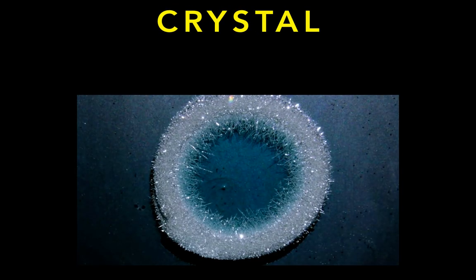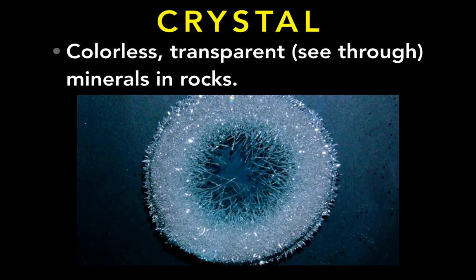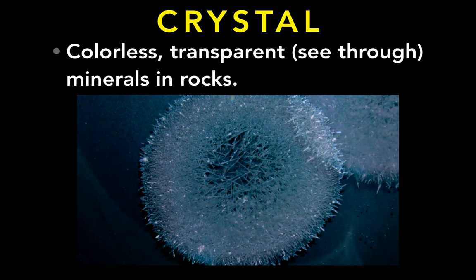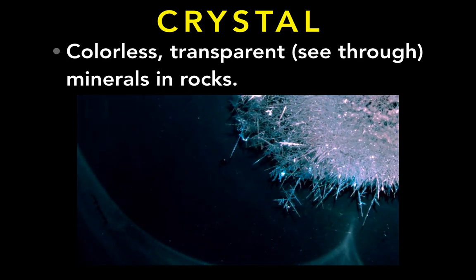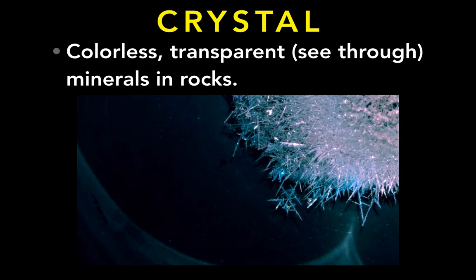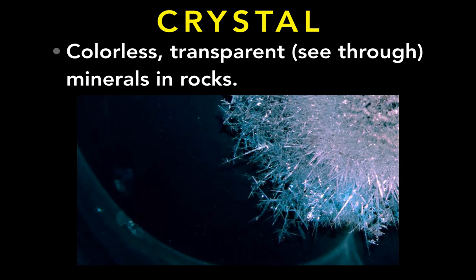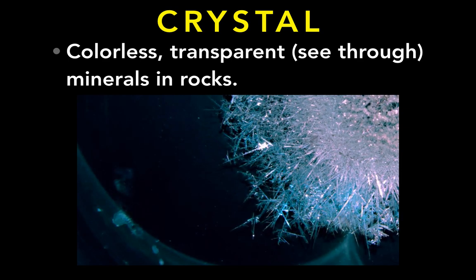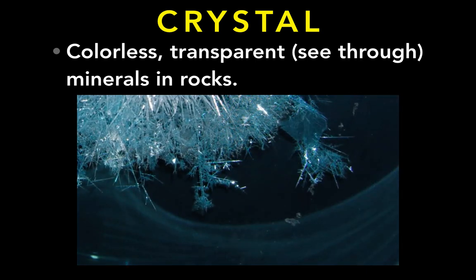Crystal, this one's pretty easy. Crystal is basically a characteristic of a rock that's colorless and transparent, meaning you can see through it. Now, sometimes these rocks will have color. Some of these crystals, as you've probably seen before, do have color and you can see through them. That's the key. Crystals can have color, but it's can you see light through them or not. That's what makes it a crystal.